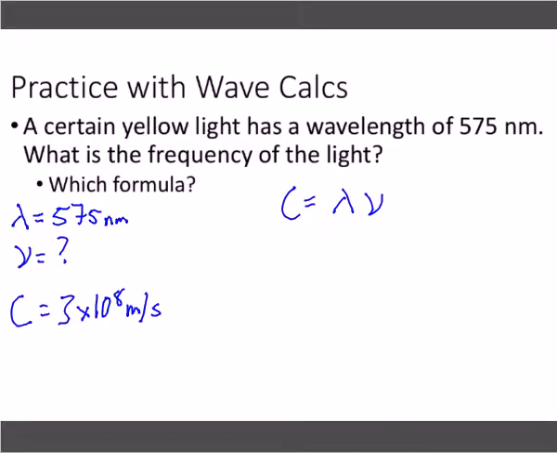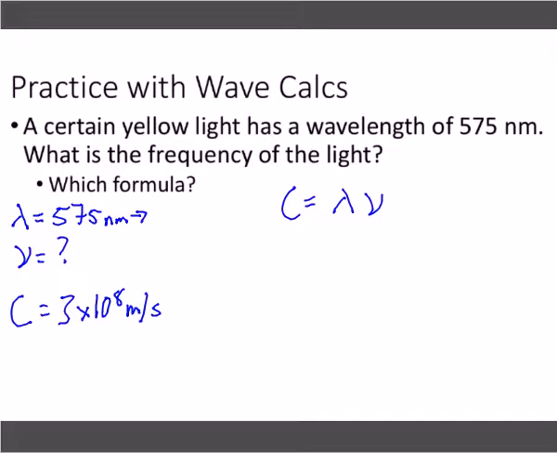Does anybody see a problem that we have? An issue? Yeah, we have nanometers in our wavelength and we have meters in our speed. Okay? So we obviously have to do something, guys. What we're going to do, let's convert that nanometers to meters. Easy way to do that. You, on your reference packets, have the conversion factor for nanometers. Nano is to what? Yeah, 10 to the negative 9.